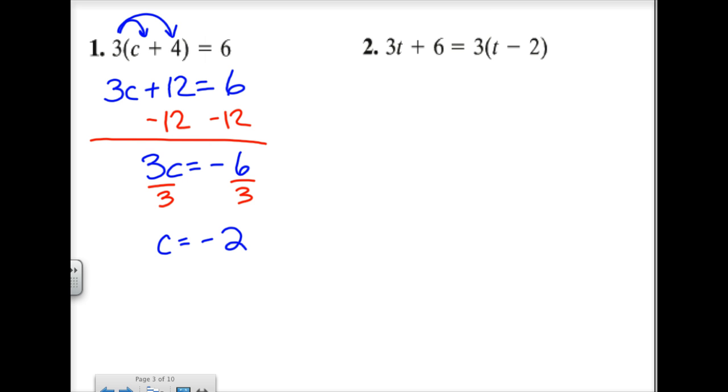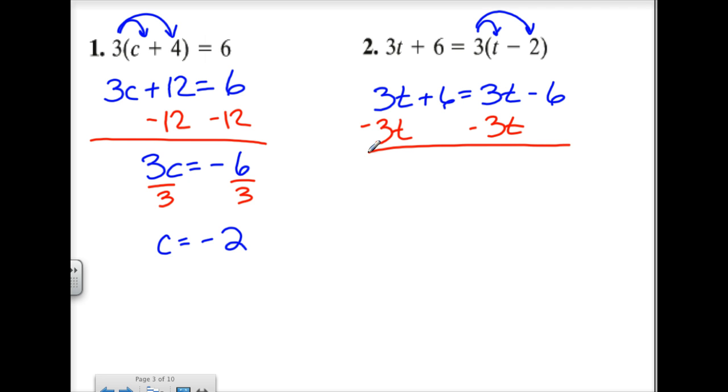Looking over at number 2, again, get rid of the parentheses because I'm using the distributive property. So 3t plus 6 is equal to 3t minus 6. In this case, I'm going to get the variables on just one side. So I'm going to subtract 3t on both sides. And what ends up happening here is I get positive 6 equals -6. That is not true. Therefore, this has no solution. Make sure you've written both of those solutions down with work.